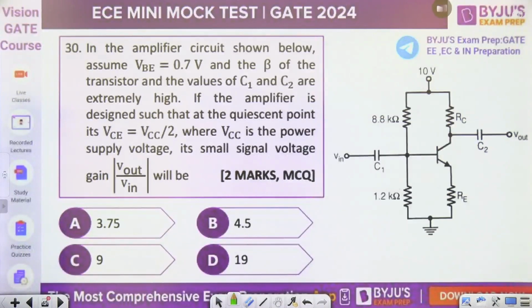If the amplifier is designed such that at the quiescent point, its VCE is equal to VCC by 2, where VCC is the power supply voltage, its small signal voltage gain is? What is the small signal voltage gain?